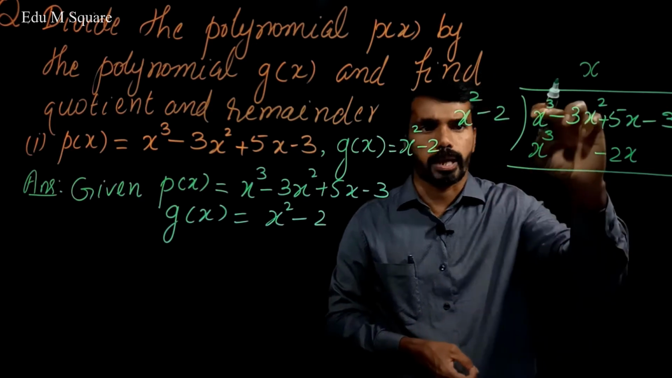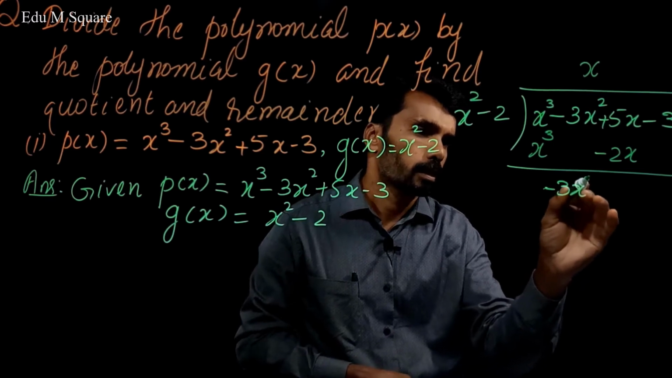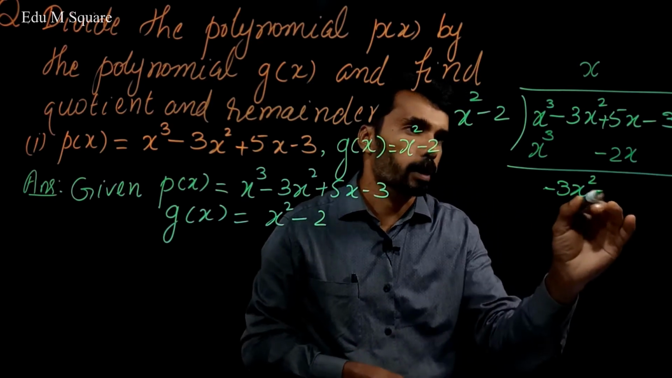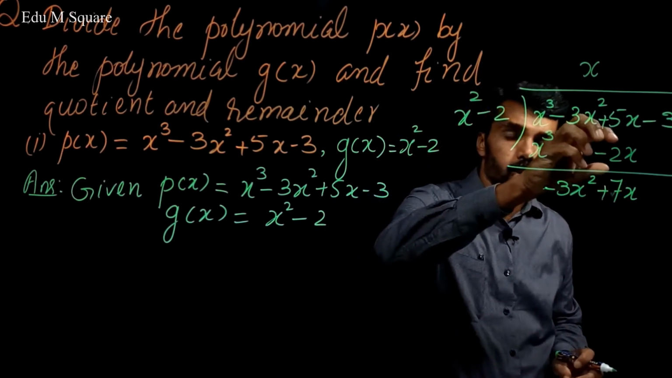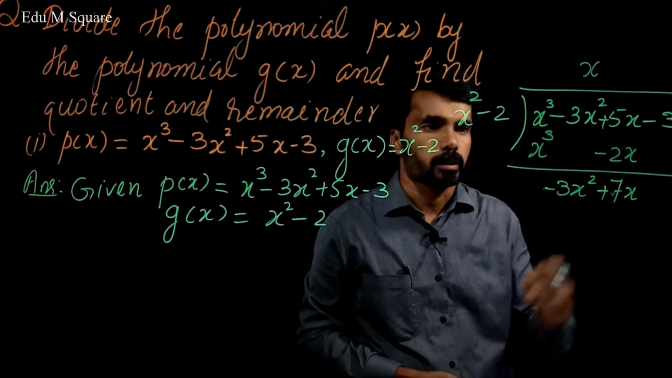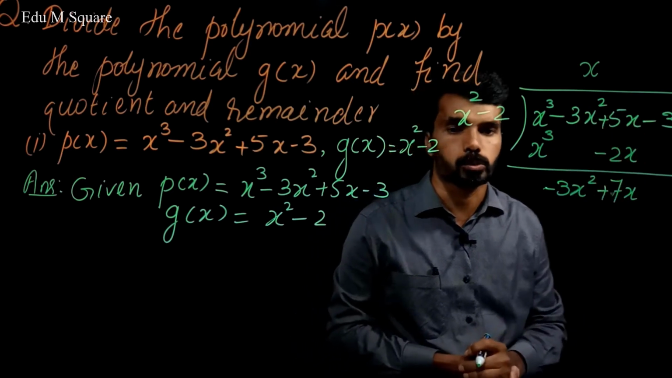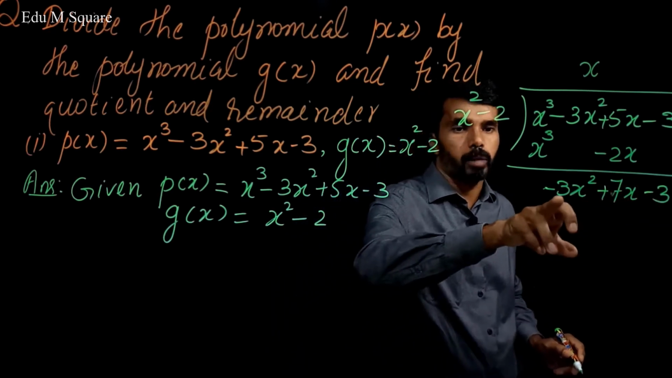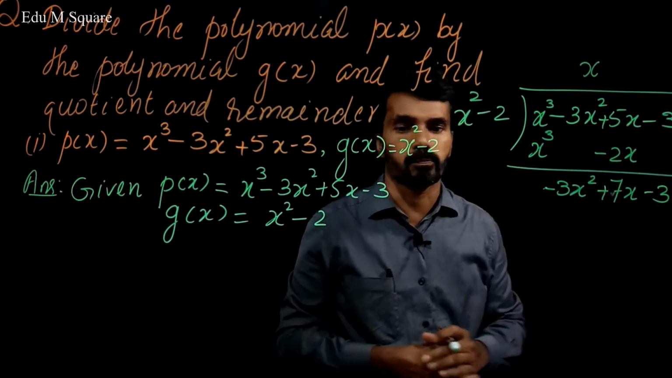Now subtract. So x cube minus x cube is 0. Now minus 3x square, then 5x minus minus 2x, so it is plus 7x. Here, instead of subtracting, we change the sign, then we add. So 5x plus 2x becomes 7x, minus 3. So here remains minus 3x square plus 7x minus 3. This is the remainder in the first step.